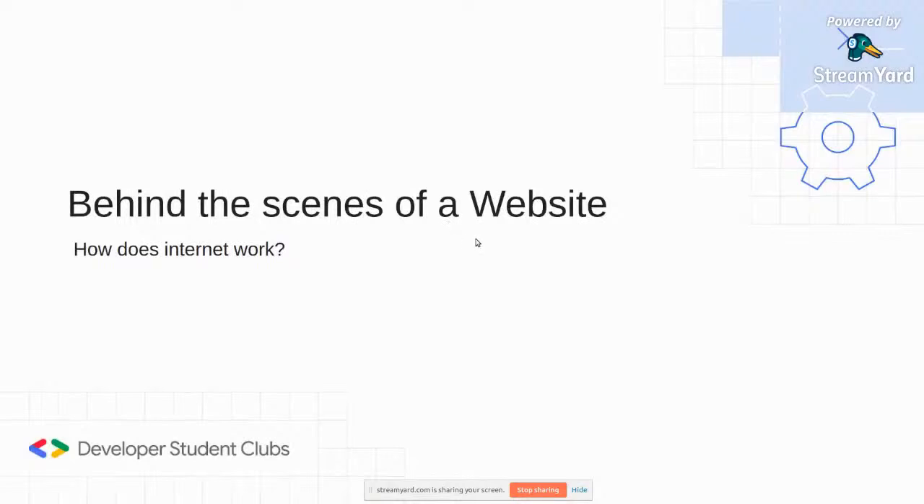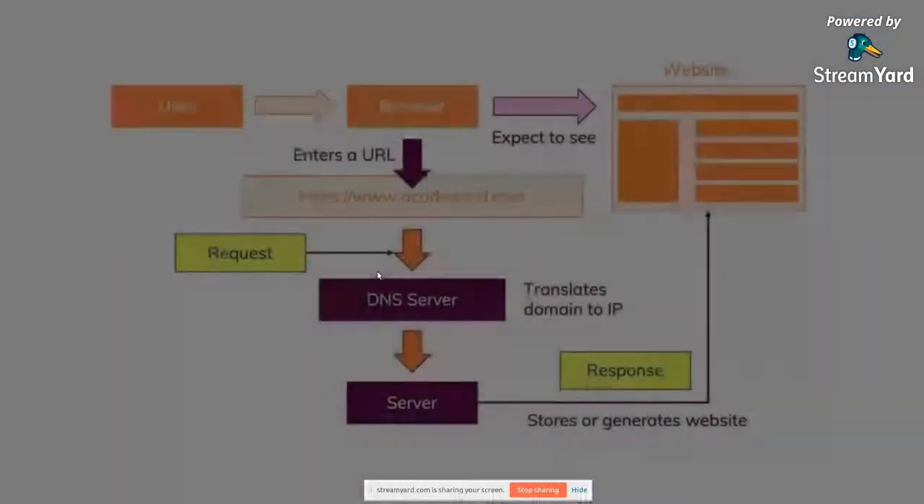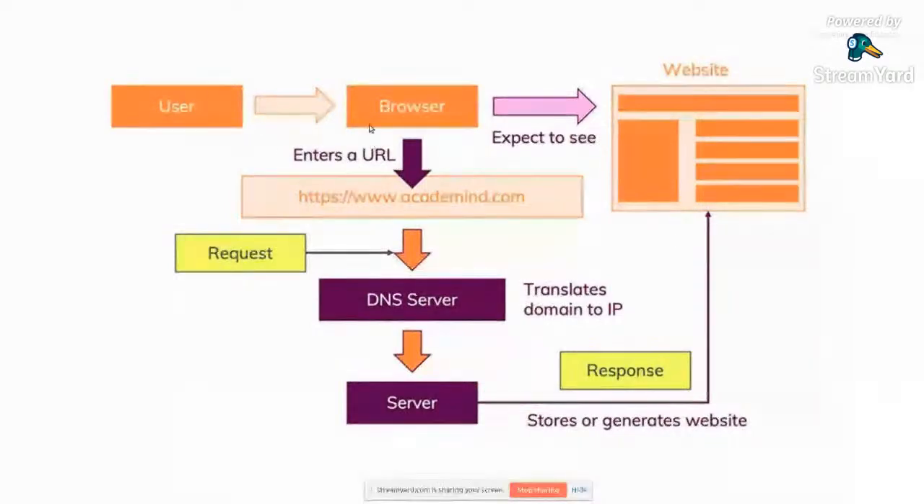Then we'll see what's going on behind the web page or website. How does the internet actually work? When you enter the URL of a website, you can see the domain name in that. If you go to nmamit.nitte.edu.in, that is the domain name. But the server doesn't understand domain names.